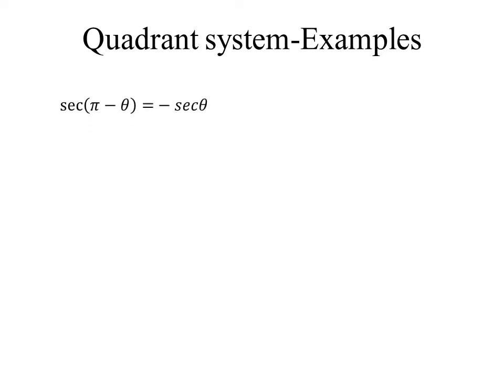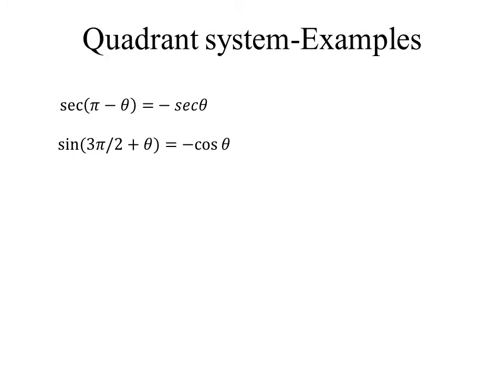Next, consider an example, sec of pi minus theta. Here, this is in the form of multiple of pi, so sec remains same, sec theta, and pi minus theta is in the second quadrant. In the second quadrant, only sine and cosec are positive. So here the basic function sec changes to minus sec theta.